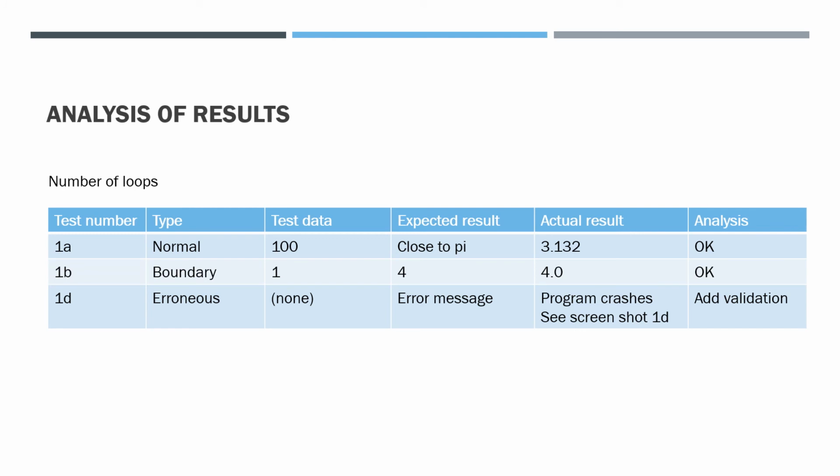If we're going on now through an iterative development process, that is, we've created one version and now we're going to fix the problems that we found in testing, we'd add a final analysis column. So test 1A and 1B, the result is okay, there's not been any problem there. And test 1D, we need to add validation to our program so that it doesn't crash anymore.